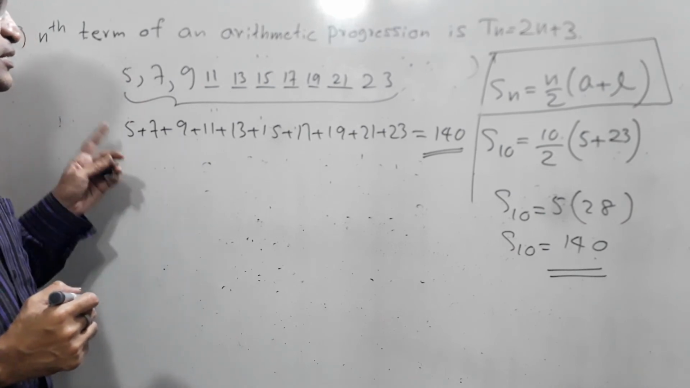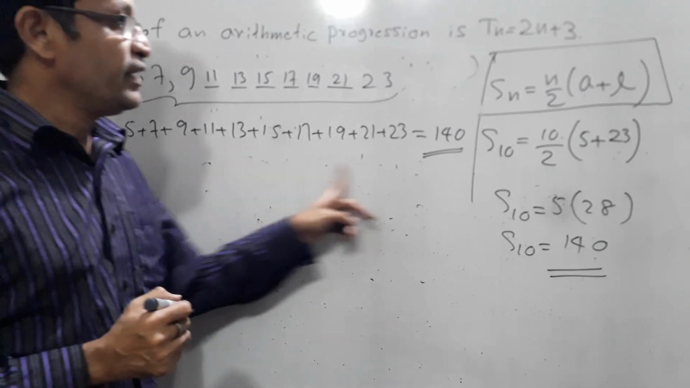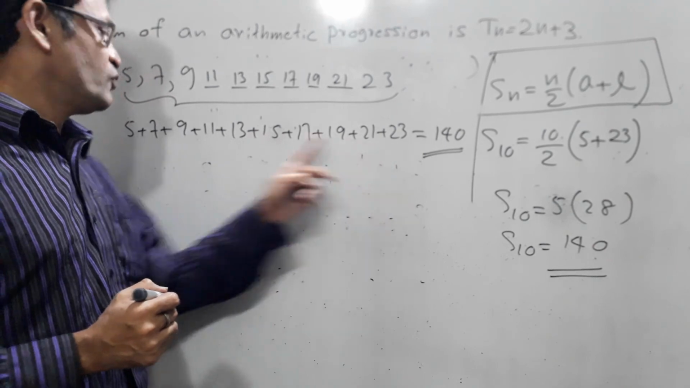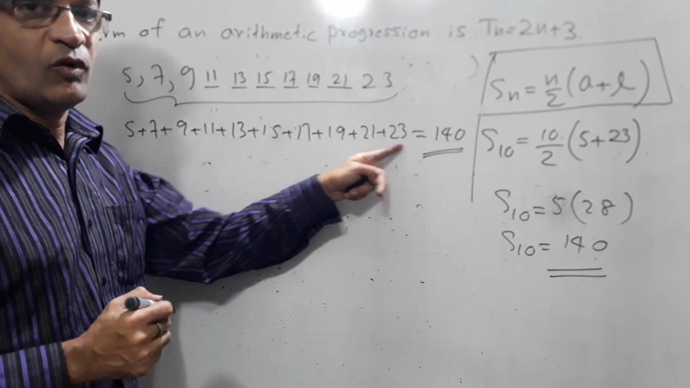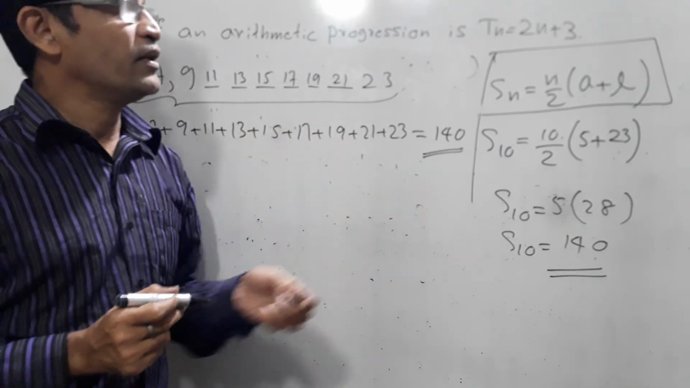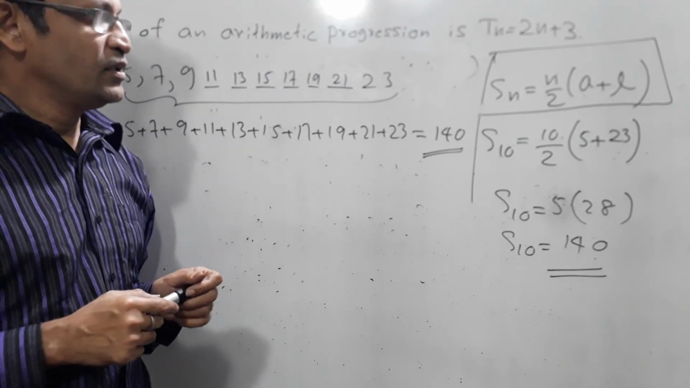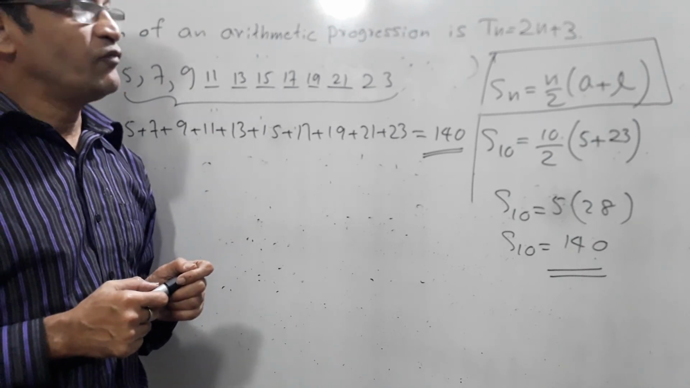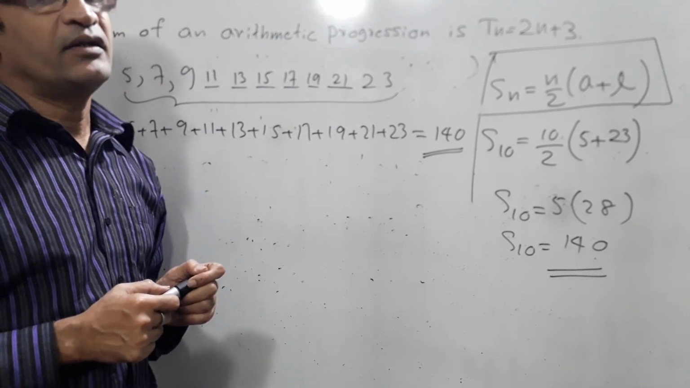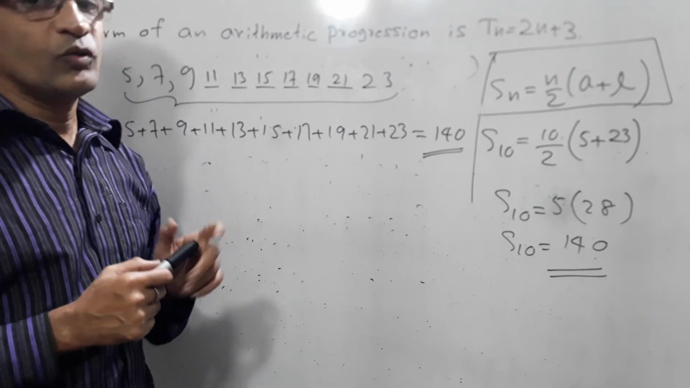That is why they say find the sum of the first 10 terms: from the first term to the 10th term, all the terms. So that equals 140. This is a good question. So practice this question and find some other new questions and do them. Then you can be good in this subject.